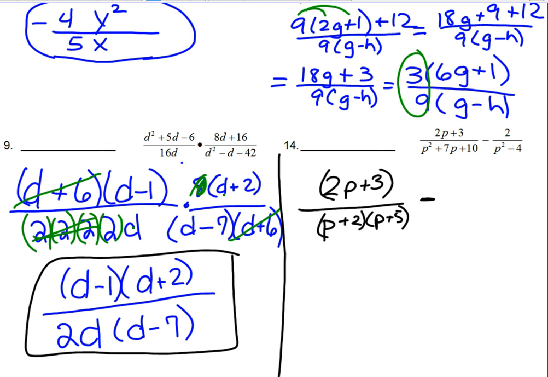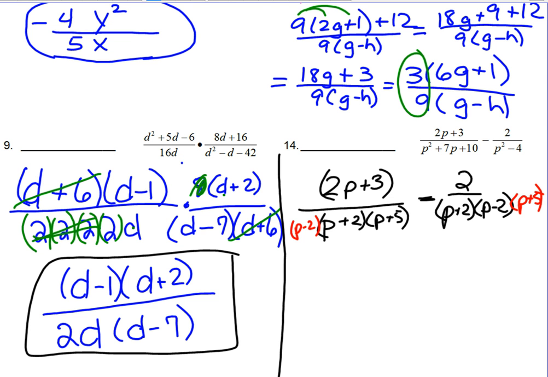And then I'm subtracting, and I have 2, and I have p plus 2, p minus 2. So in this case, what I'm saying to myself is, what am I missing so that I have a common denominator? All right, so I want to have a common denominator. I want them to both have the exact same denominator. If only this had p minus 2, and this one had a p plus 5.